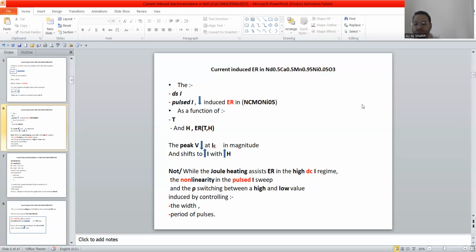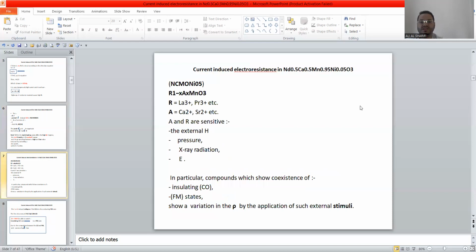Include by controlling the width and period of pulses. Sorry. Here, let's take a look at the main form of this manganite: rare earth 1 minus X, alkaline with X concentration, manganite, 3 atoms of oxygen.